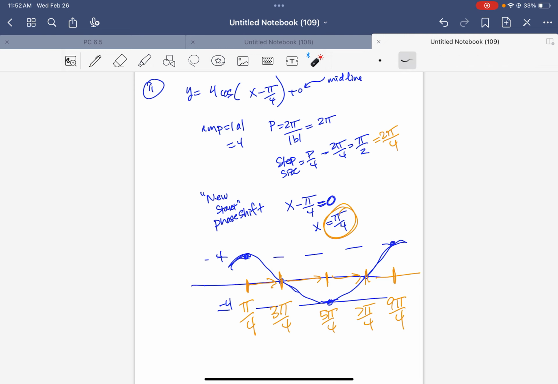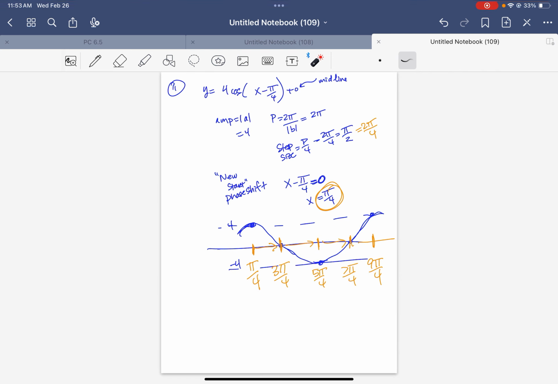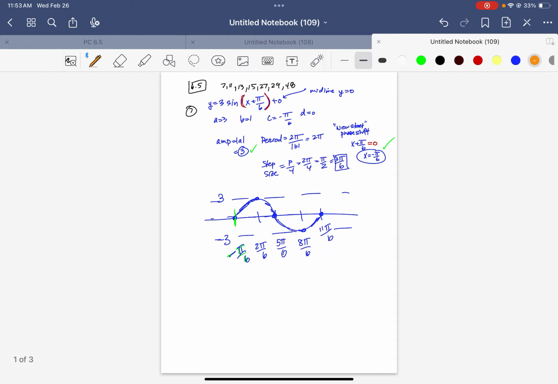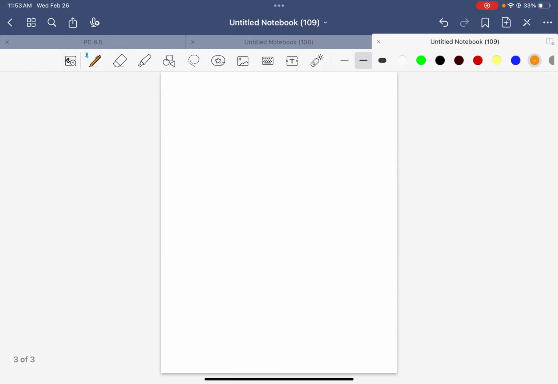Notice if you take 9 pi over 4 minus pi over 4, you get 2 pi, which is our period. That's how long it takes to make one complete cycle. And we're done. That's 11. What was next after 11? 13 and 15. So let's do 13.